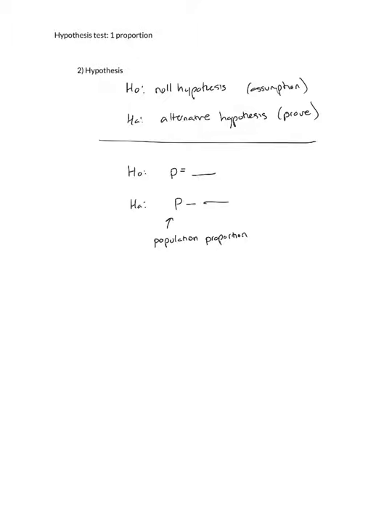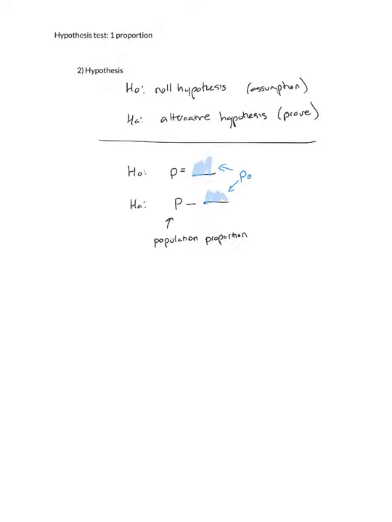Now over in the blank here, we're going to put whatever our assumed value is. That is, we'll put P naught over here. That's because we're going to assume P naught is accurate. So we write P equals P naught. The population proportion is equal to this assumption we're making. That's the null hypothesis on top.